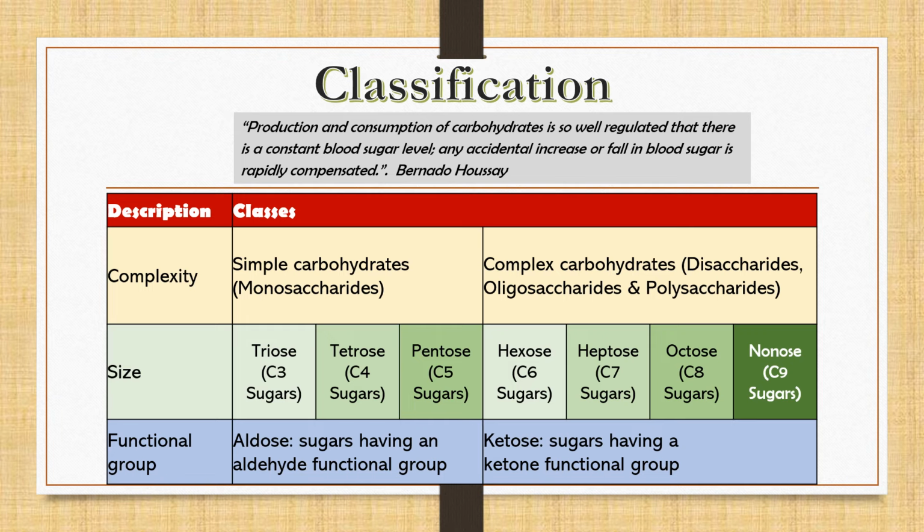On the basis of size, carbohydrates can be classified based on the number of carbon atoms in the structure. For those that have just 3 carbon atoms, they are known as trioses, 4 carbon atoms tetroses, and so on. And based on functional group, we have two types of carbohydrates, the aldoses and the ketoses. The aldoses have an aldehyde functional group, while the ketoses have a ketone functional group.